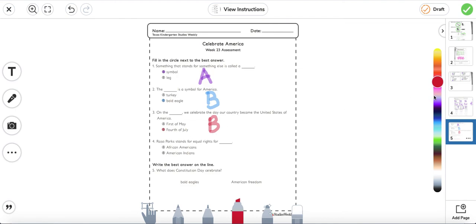Number 4. Rosa Parks stands for equal rights for A, African Americans, B, American Indians. African Americans. Okay, last one. What does Constitution Day celebrate? Bald eagles, American freedom. American freedom. Great job.